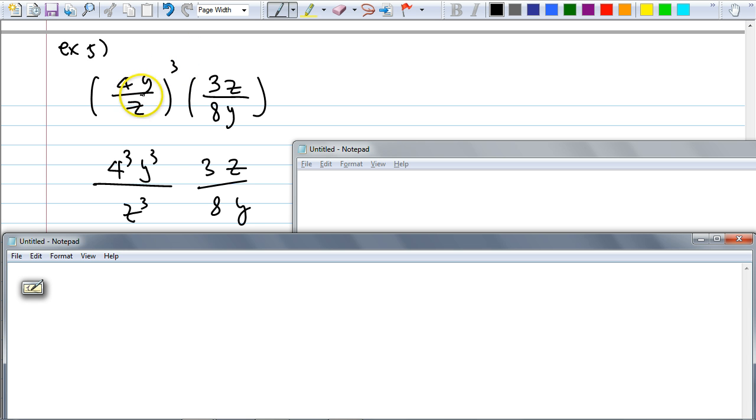Because it means 4y over z times 4y over z times 4y over z, right? Whenever you're in doubt, write it out. So you know that it becomes 4 to the 3rd, not 12. Yes? Okay, go ahead now and simplify. You should all be able to simplify this. I'll wait. Okay, go ahead. Everybody try.